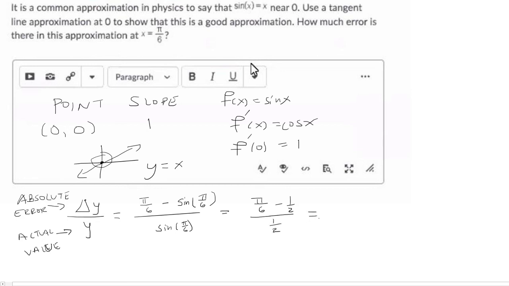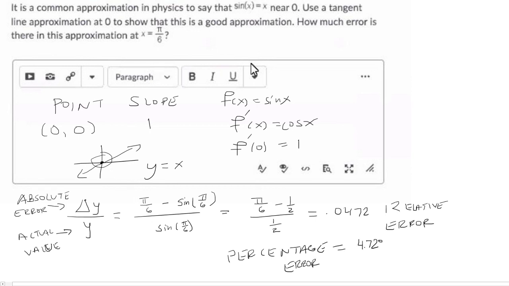And if we simplify this, we get 0.0472. And this is the relative error. And if we want to get the percentage error, we're just going to multiply the relative error by 100 to get 4.72%. So there's 3 different types of errors for this problem.